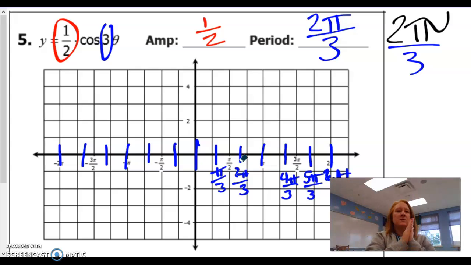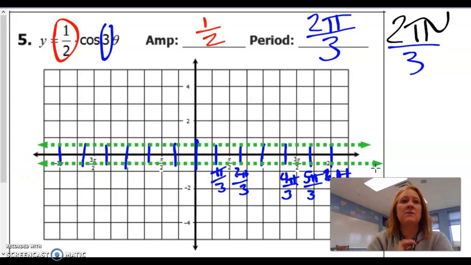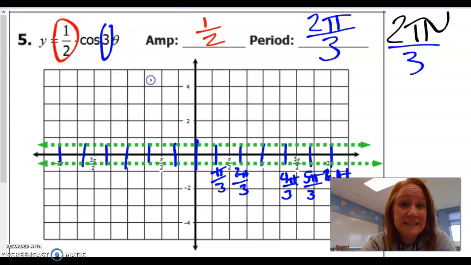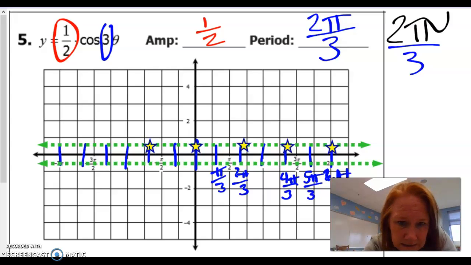Okay, so I think about cosine. The amplitude is going to be 1/2, so I'm going to draw those in, 1/2 right about here and right here. Okay, and I know that cosine starts high. It's not shifting right or left or anything like that, so I can just start high. I'm going to start high, and then it's going to get back to high at 2 pi over 3. So every 2 pi over 3 is going to be back to where it started, and this one's right there.